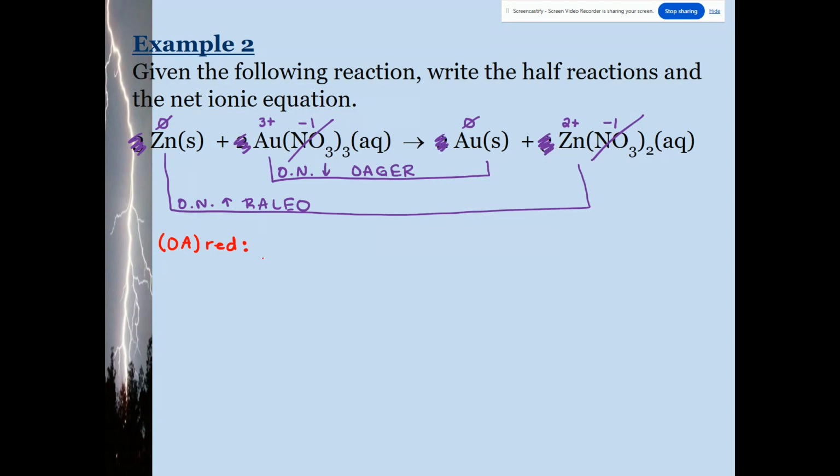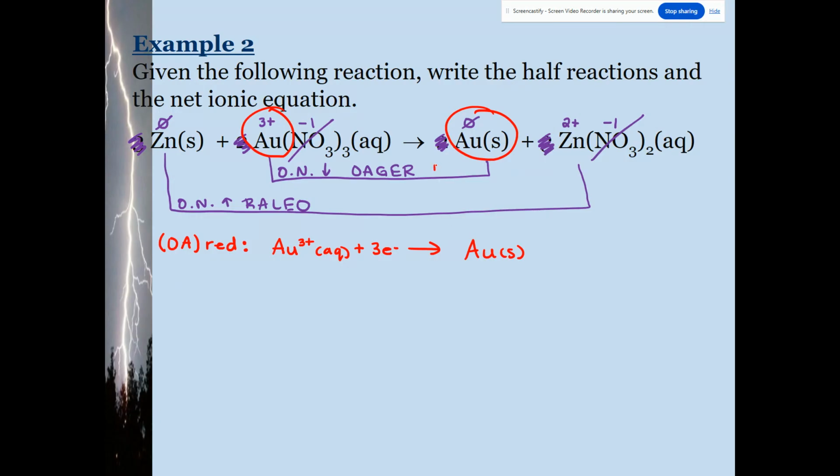Okay? So I'm starting with free dissociated gold ions with a 3+ charge. Right? That's what I have on my reactant side. And on my product side, I have gold solid. Okay? So again, if I'm looking at what's happening to my oxidation number, it's going from +3 to 0. So it means that it's gaining 3 electrons. Going from +3 to 0.